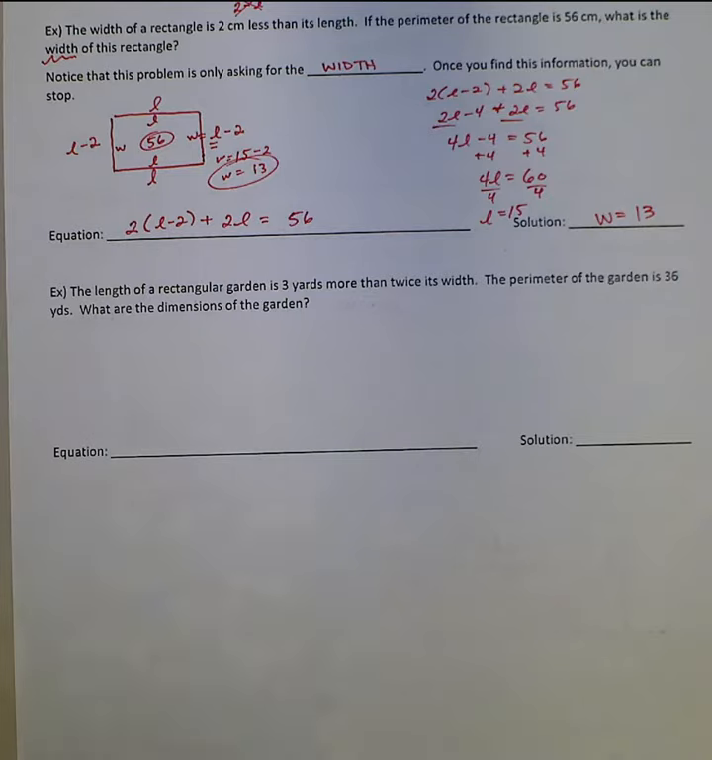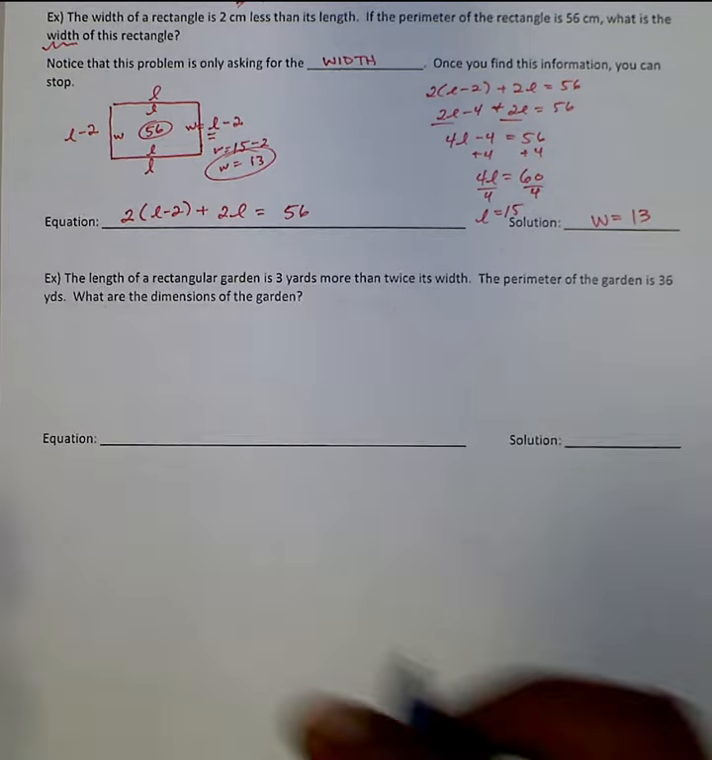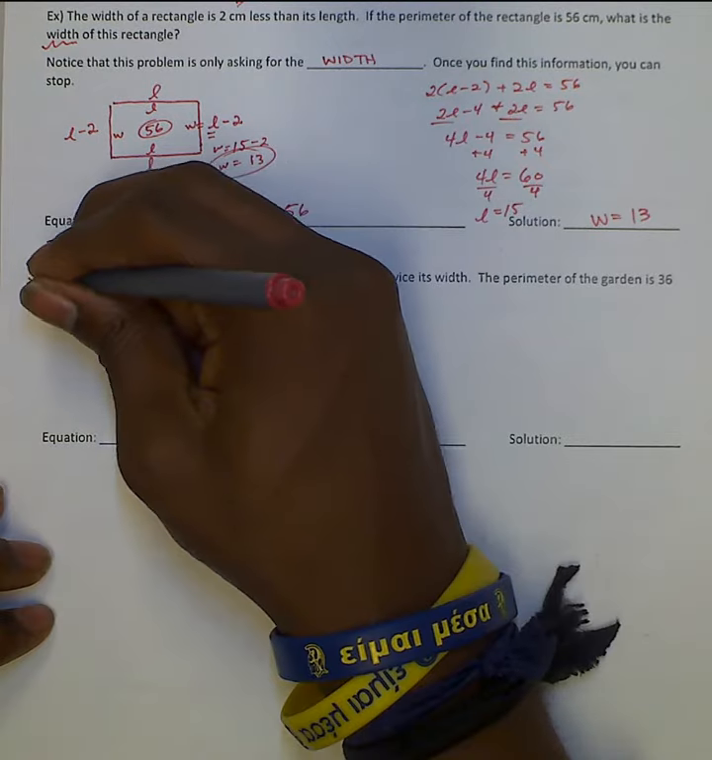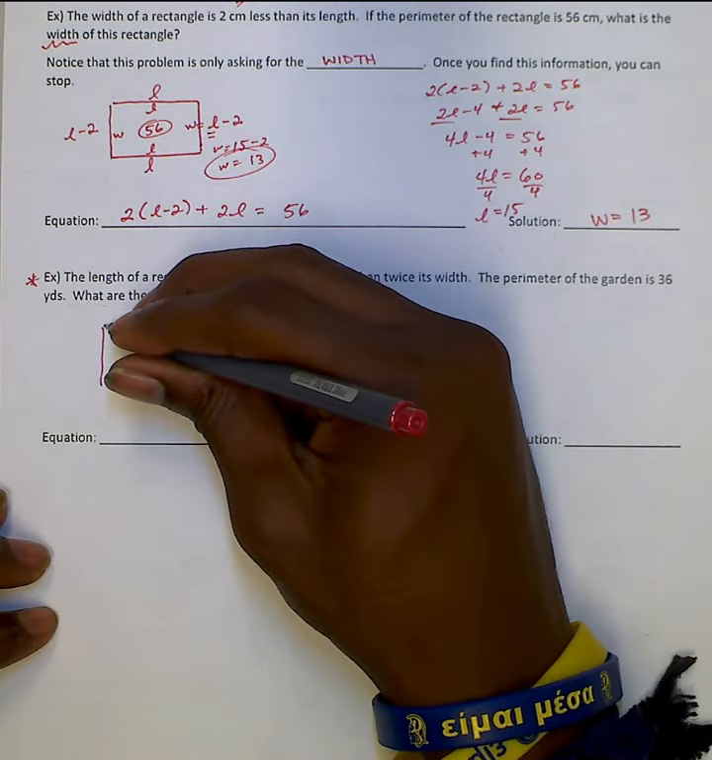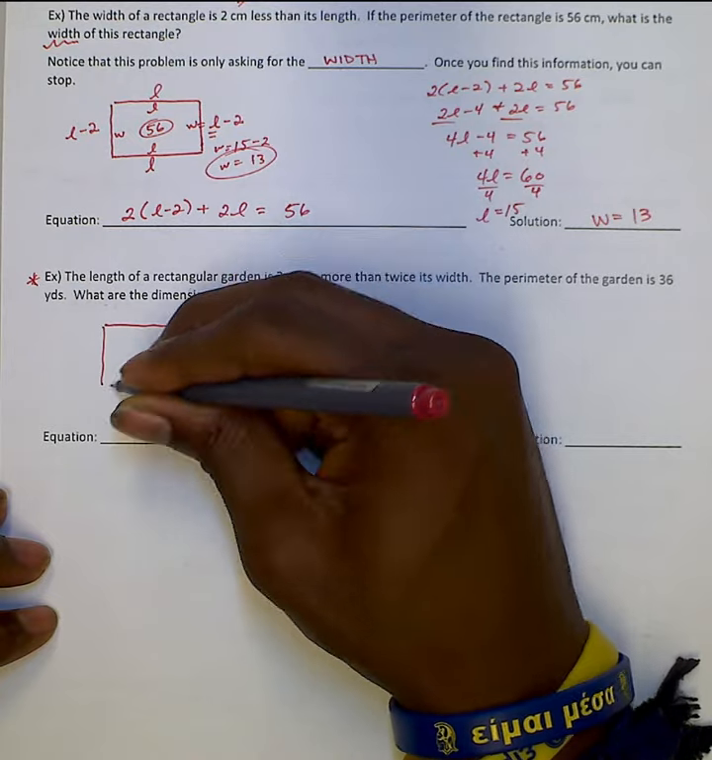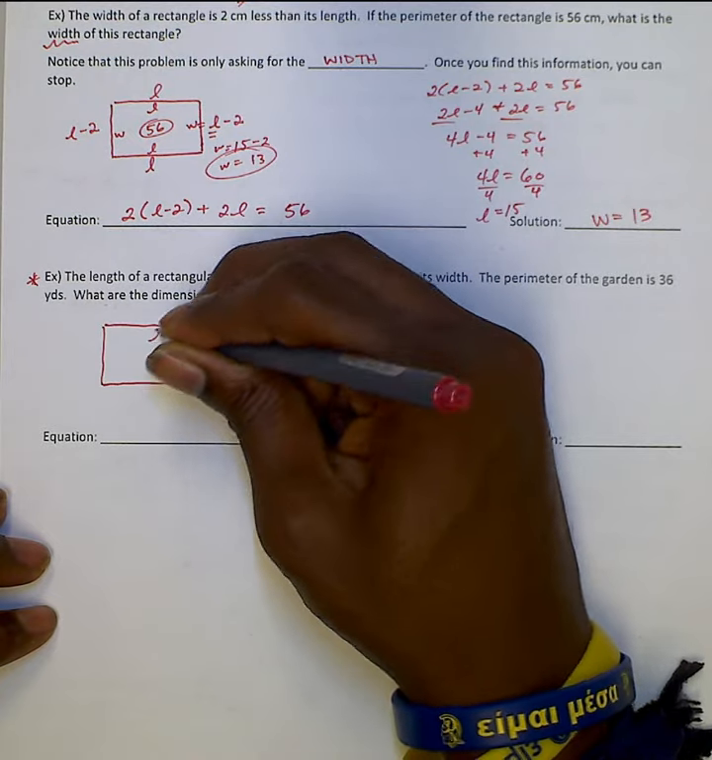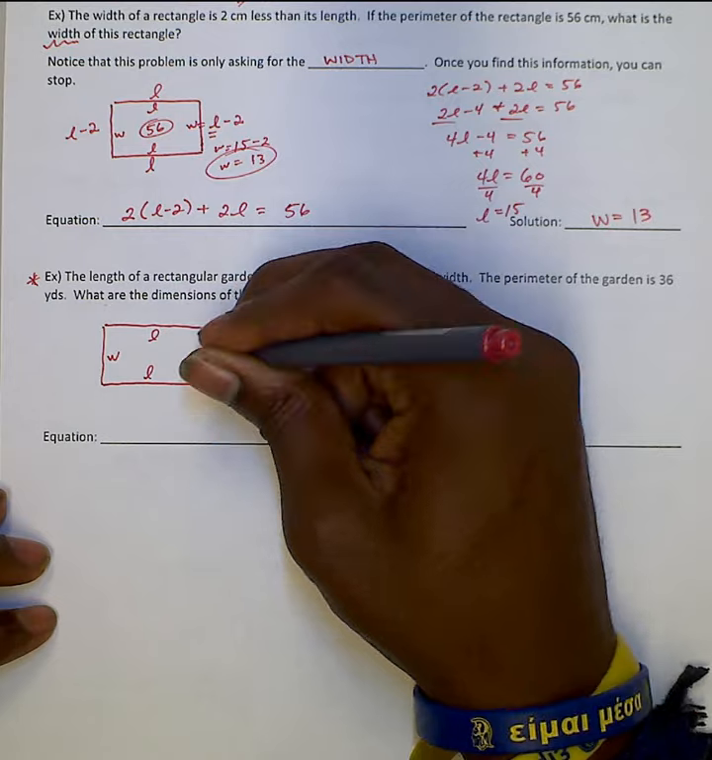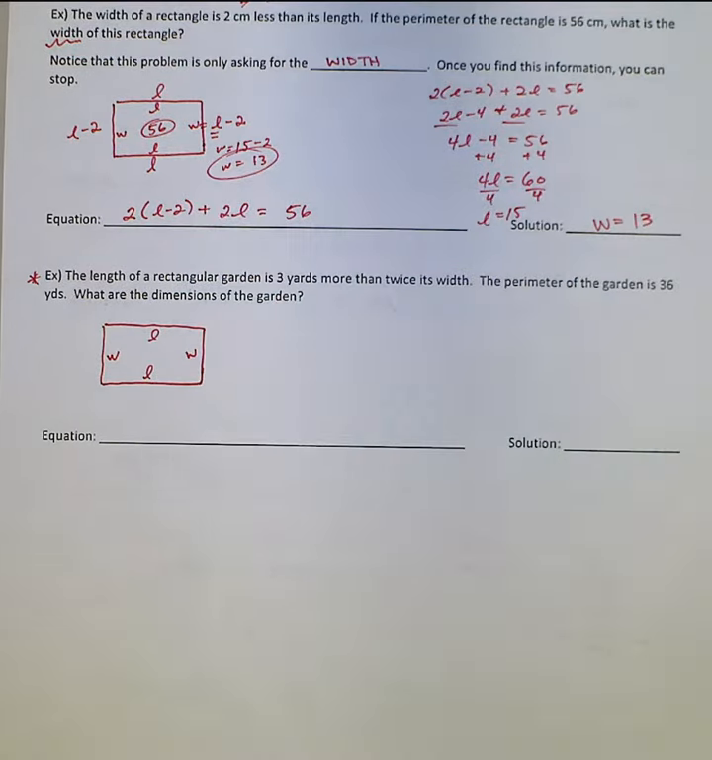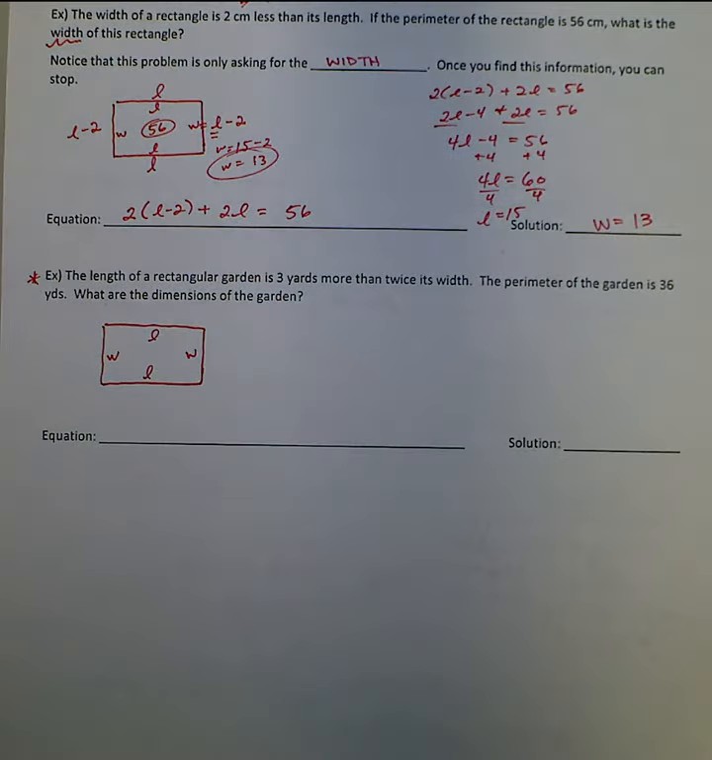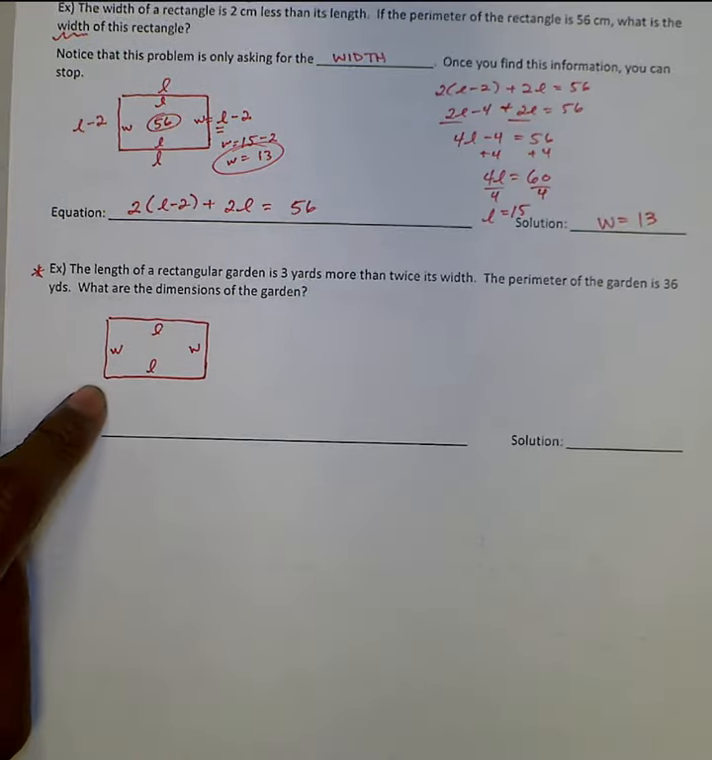Okay, take some time, please, and do this problem. Draw your rectangle. Label your sides. Okay, and use the clues in the problem to set up your equation and solve it. Bring this to me when you're done. Okay, and we'll go over it.